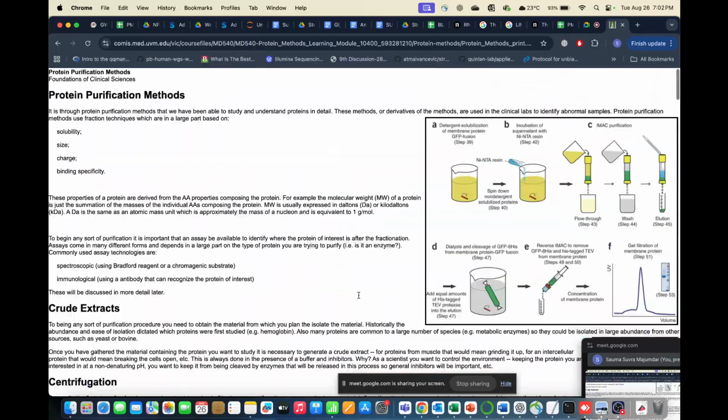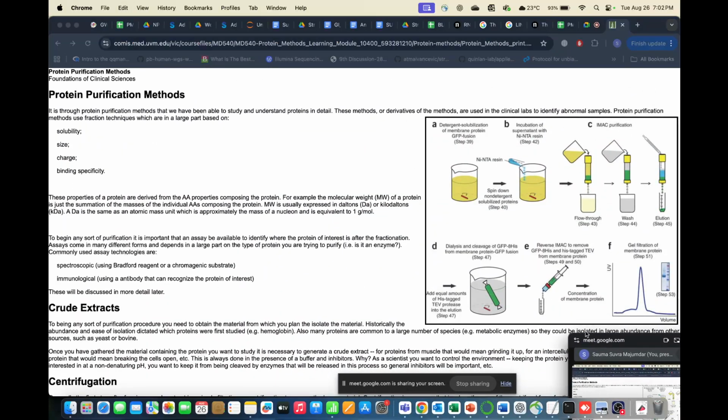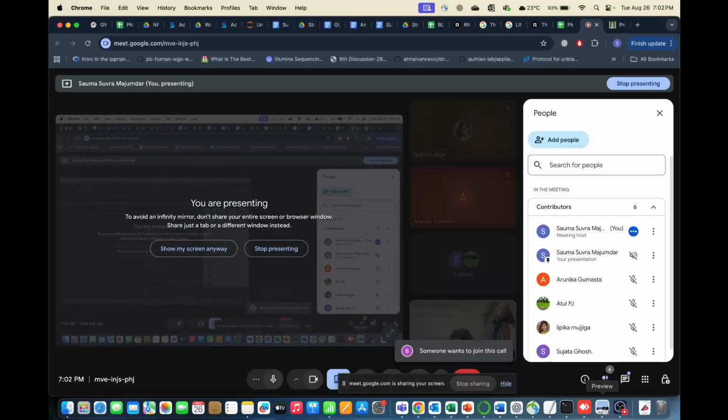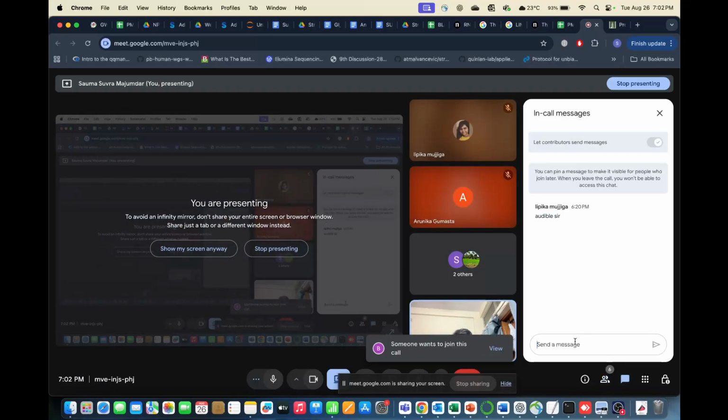So this is a blog I found very useful in terms of protein purification. If you are interested to know more, you can probably go through this.